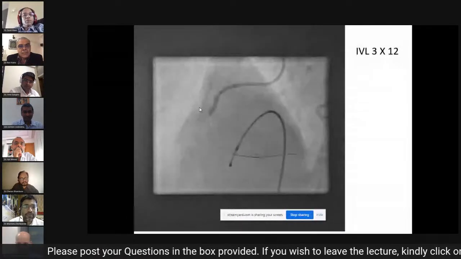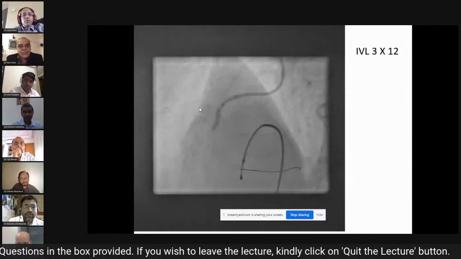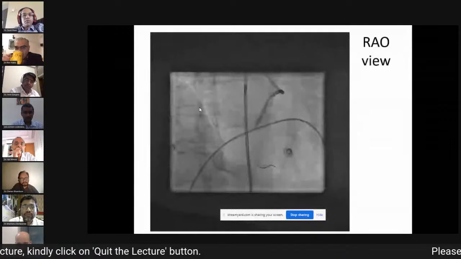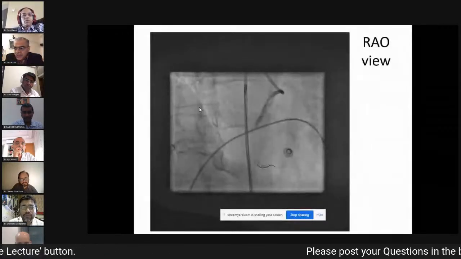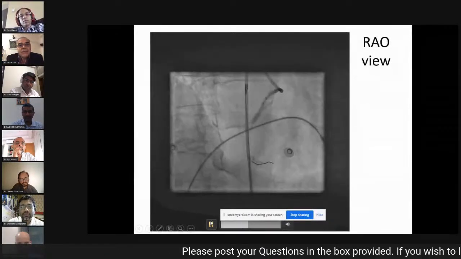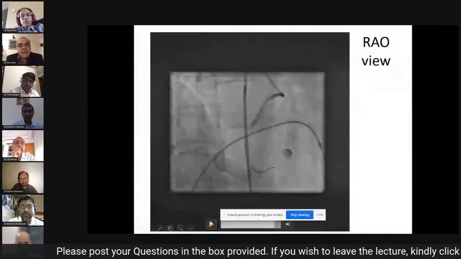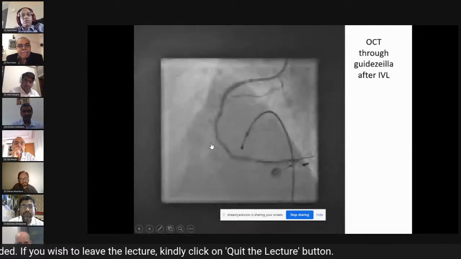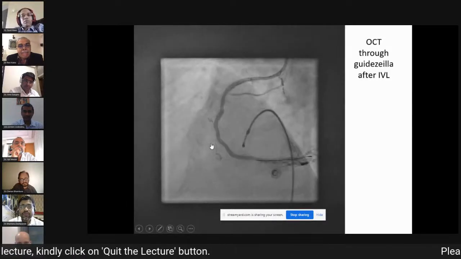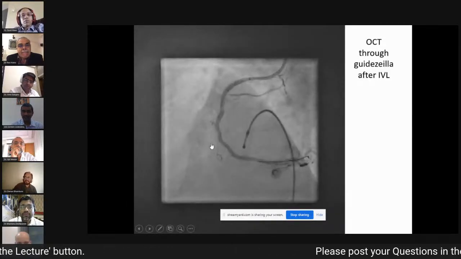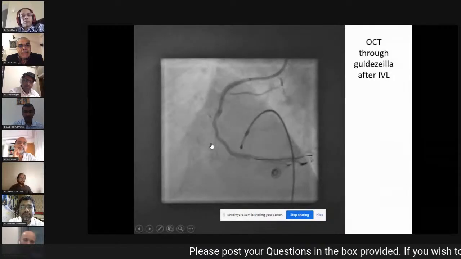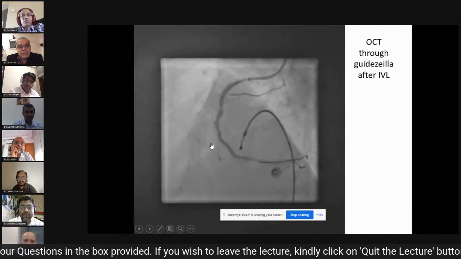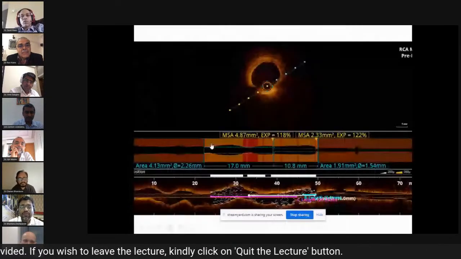So here, after the IVL balloon dilatation, is the second view, RAO view. Here also the balloon is looking well dilated. There is some waist we can see here, which was probably the site of the lesion. After that, we were able to do the OCT. Here, the catheter went in smoothly after this IVL dilatation, of course through the Guidezilla, but it went in quite smoothly. So this is the OCT picture.